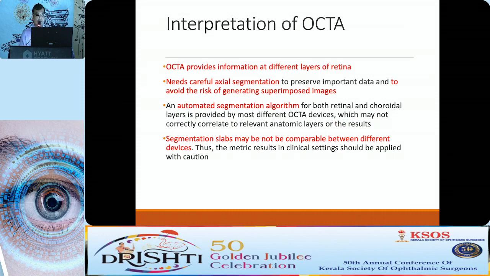The only thing is it has to be very carefully segmented, and once you are using the same machine, the segmentation can be automated. Since it's an automated technology, it can be repeated at the same level. If you are using different machines, yes, it's difficult to repeat the same thing at the same level, because every machine has a different wavelength of light to take.